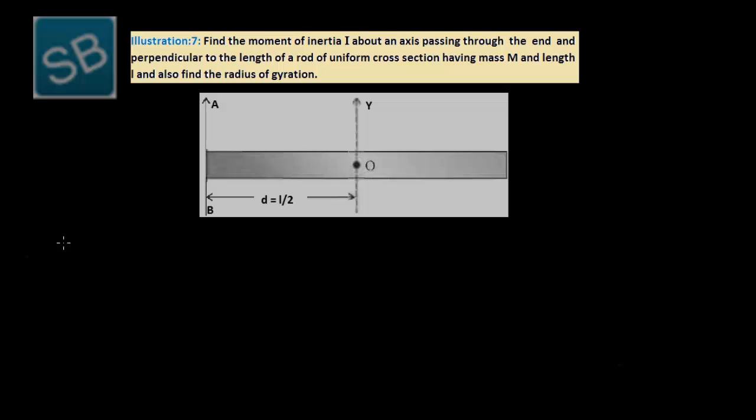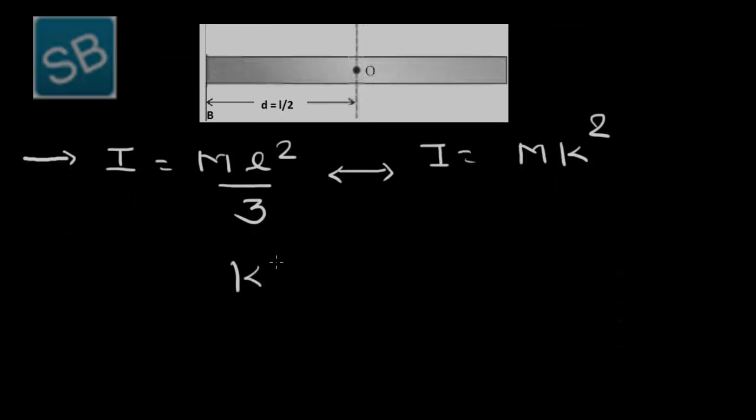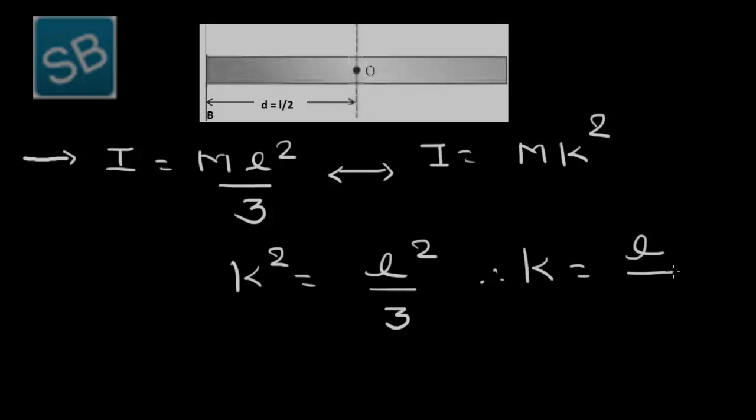Now comparing this equation, that means I is equals to ML square by 3, with the equation I is equals to MK square, what we have obtained in the theory of relation between gyration and moment of inertia. So with the help of this equation, now I have the value of K square is equals to L square by 3, and therefore the value of K is L upon under root 3, and that is the radius of gyration. Now let's move on to the next example, illustration number 8.